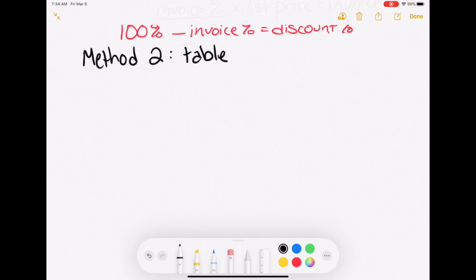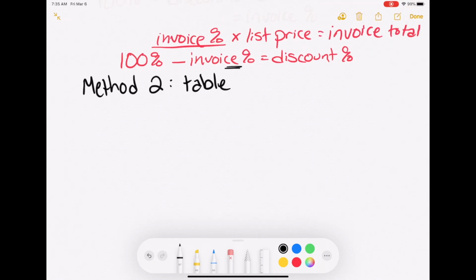So there's a green table on page 434. And to use it, you match up all the rates. So the largest rate will be at the top, and the other two rates will be on the side. And where they meet in the middle, that is the invoice percent that we have up here. And then taking 100% minus the invoice percentage will give you the single discount equivalent.